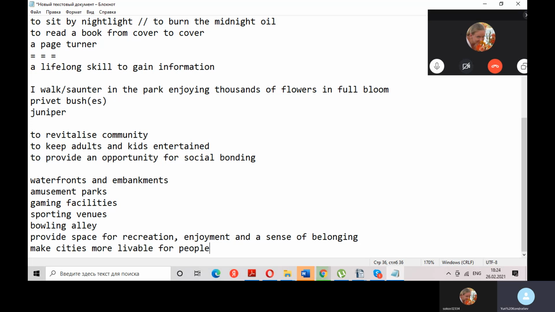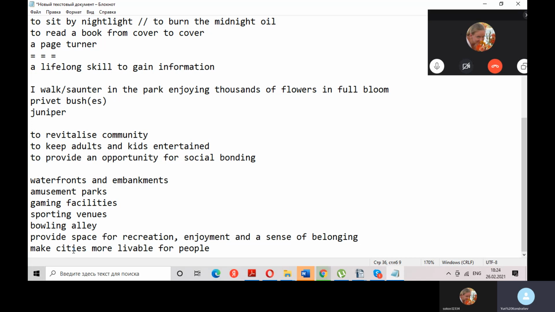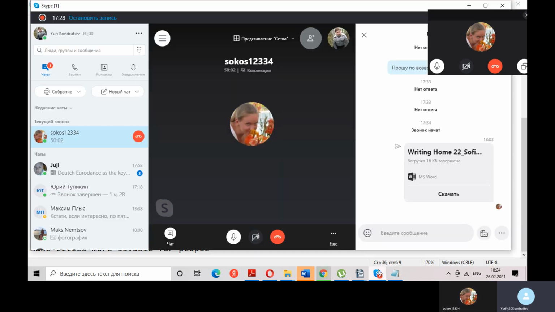Okay. Right. So you can also mention that they provide space for recreation, enjoyment, and a sense of belonging. They make cities or render cities more livable for people. They impact the quality of the urban environment. They shape community ties to neighborhoods. They feed urban gaps with life, and so on. Yes, some expressions like this are possible. Okay. Thank you. That is the end of the speaking test.